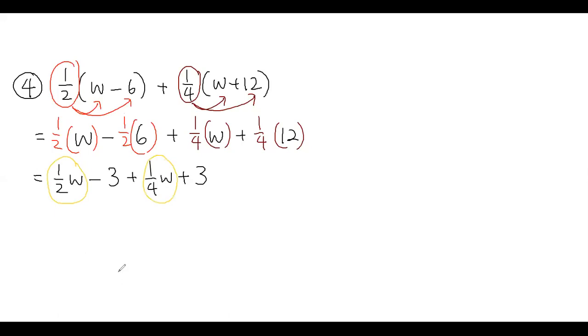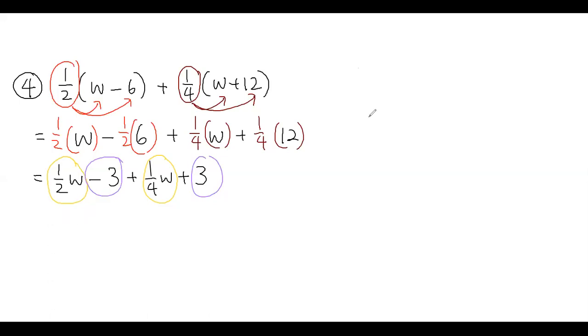Okay, so we've got our like terms W's, and let's see, coefficients. Oh wait, no, these are constants, sorry. So I've circled my like terms. In the yellow, I've got the W's, and in the purple, I've got the constants. So now we gotta add them together. Half W plus quarter W. This is why the warm-up was how do you add fractions together for yesterday.